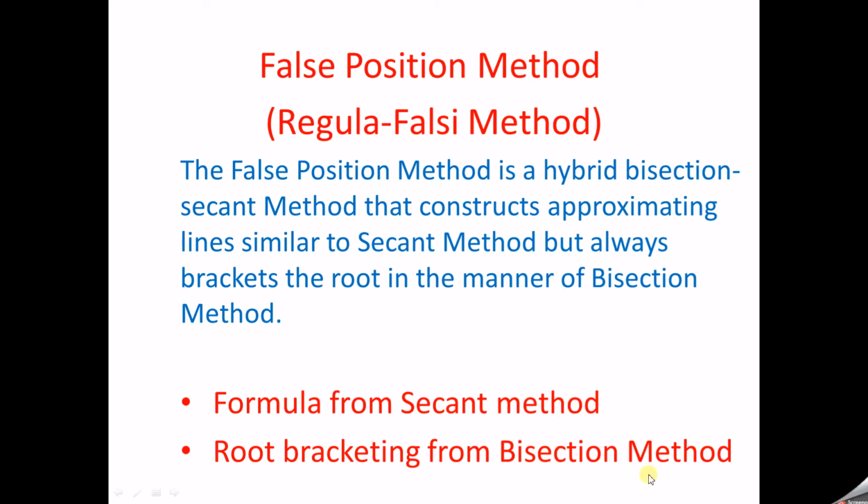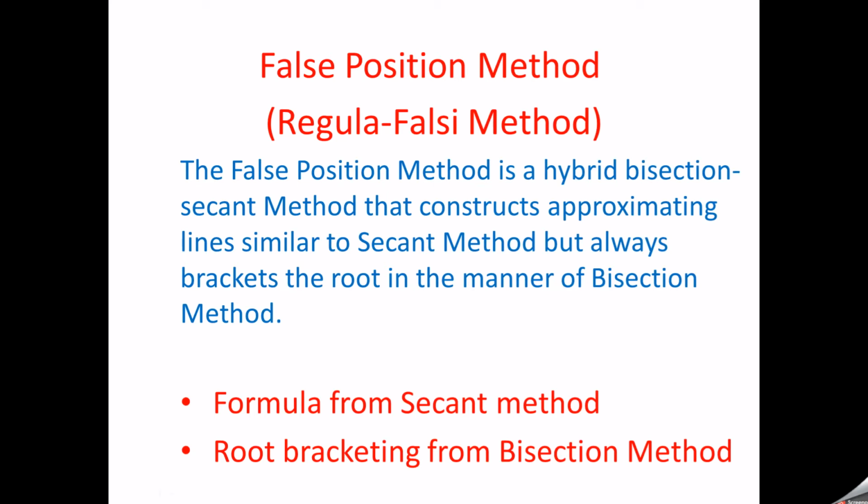In the bisection method there is one advantage: the root always lies between the two values of the interval. That is what we call root bracketing. The interval always contains the root and the method converges, which is the advantage of the bisection method. The disadvantage is that its convergence is very slow. That means we have to make many iterations to get closer to the exact root.